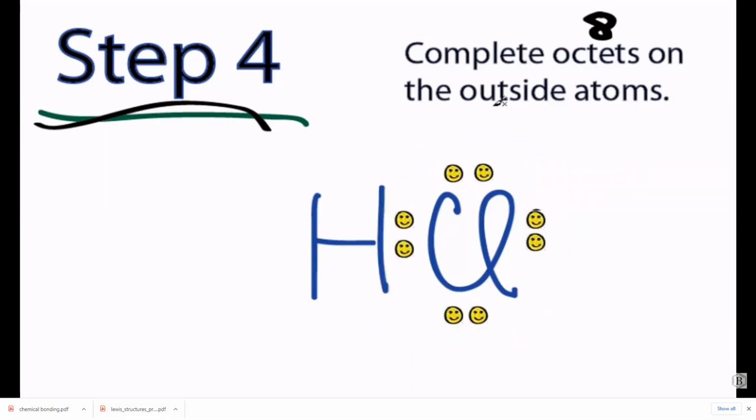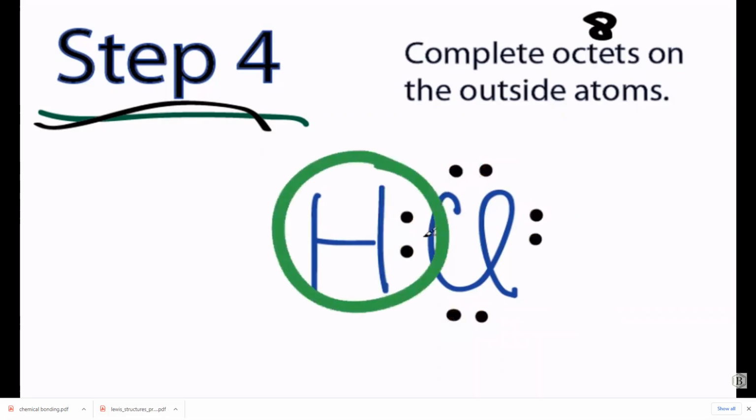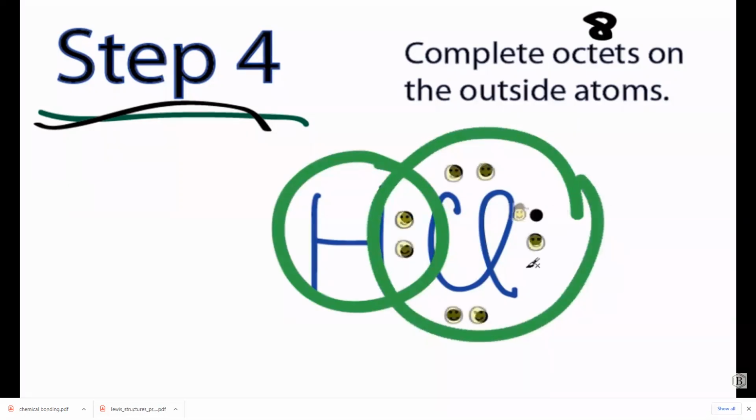For basic Lewis structures, the big exception is going to be hydrogen. It only needs 2 valence electrons for a full outer shell. So hydrogen has a full outer shell with 2 valence electrons. Chlorine, its octet is full with 8, and we've used only the 8 valence electrons that we have for the HCl molecule. We're done with this structure. There's one more rule that we need to look at. It doesn't apply to HCl, and actually it doesn't apply to a lot of molecules.